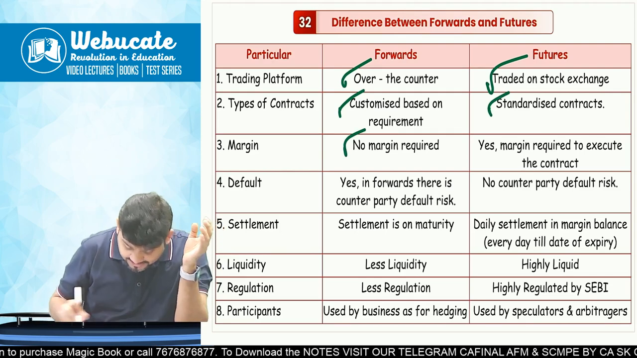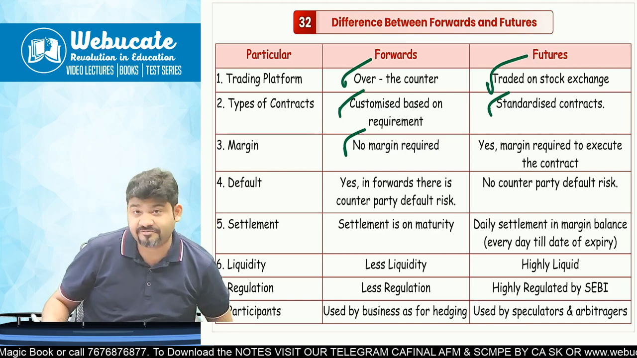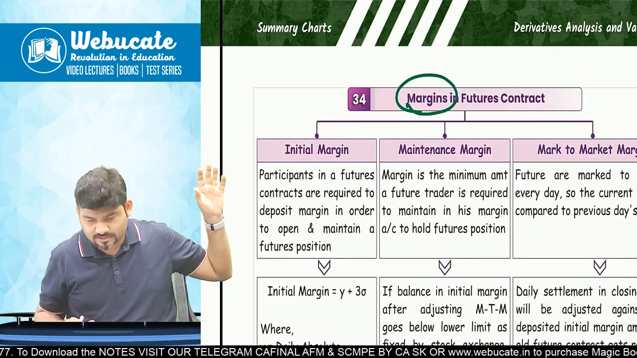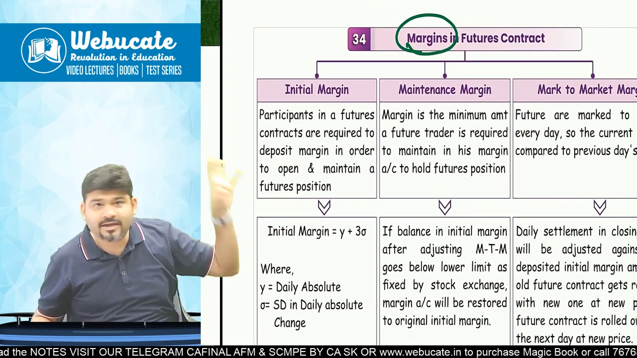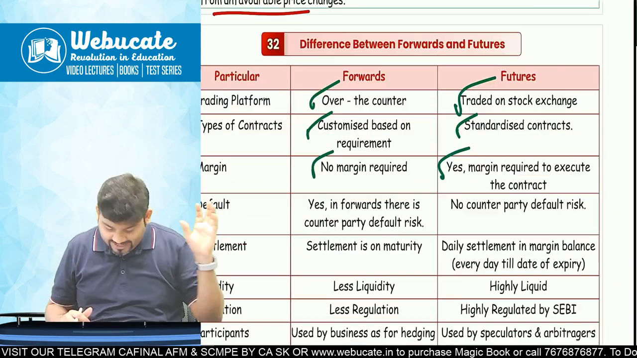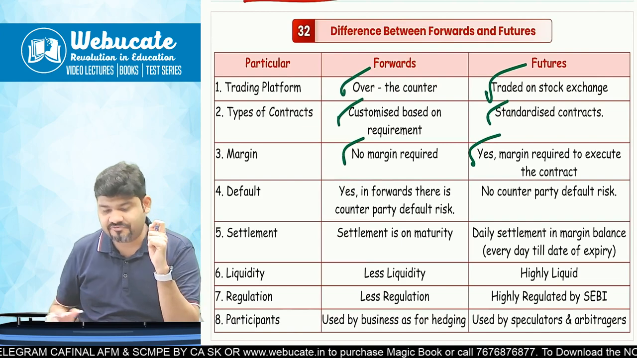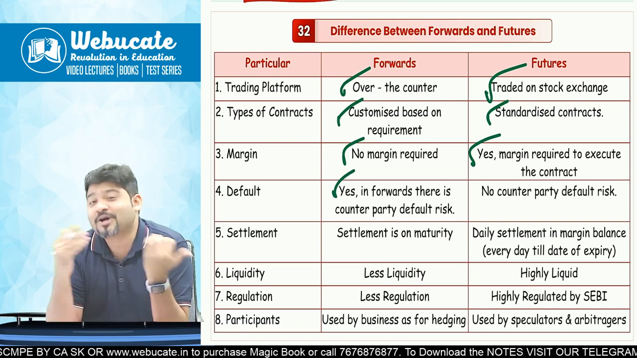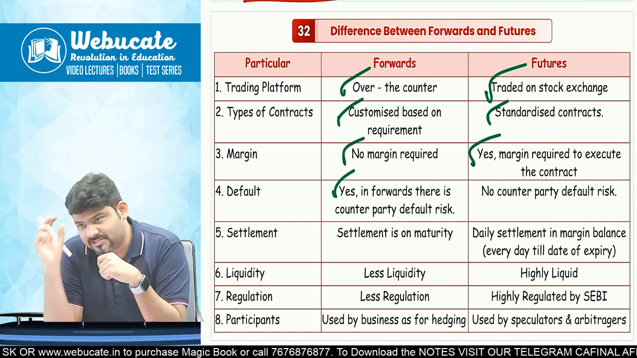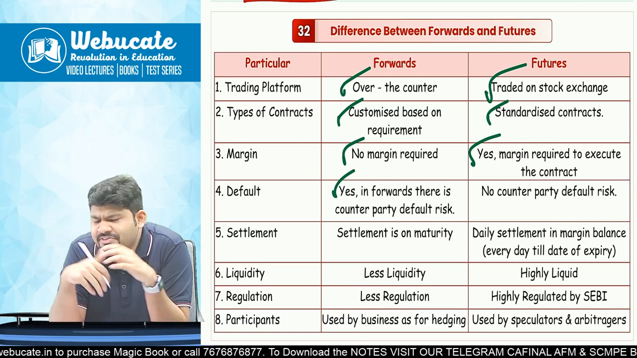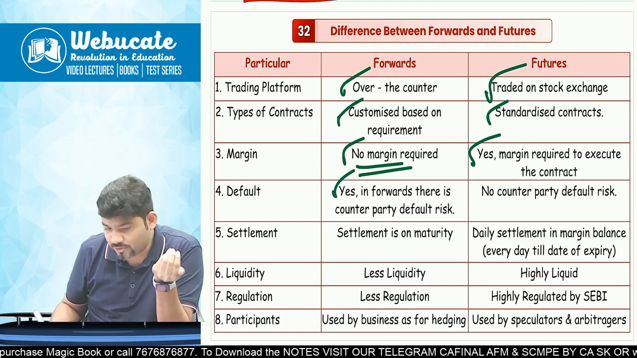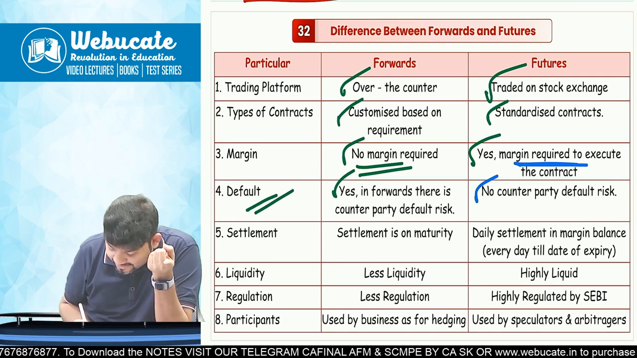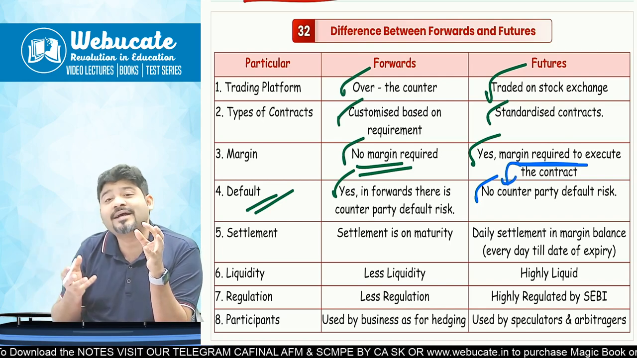Then margin: no margin is required in case of forwards, but in futures the margin requirement is there. Sir, what is this margin requirement? We have a separate concept for making you understand what the margins in a futures contract are. Then there is default. In case of forwards, there is a high chance of default, a counterparty default risk, because I will go to the bank and say, bank, I will come after 3 months, please freeze my date and rate. Suppose I don't come after 3 months, then because there is no margin requirement here, I will default. But it is not going to be possible in case of futures because the margin requirement is there. And if any default occurs, then the amount will be deducted from the margin account.